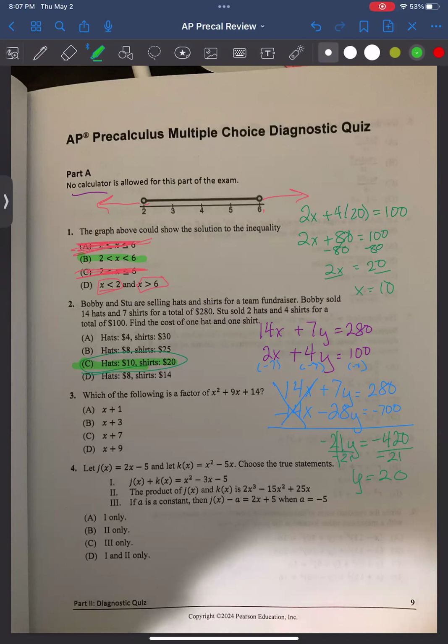We're good? Okay. Now the next one. Which of the following is a factor of x squared plus 9x plus 14? It's factoring. You can use the shortcut with this one. You can type your answer in the chat if you want, Frank, but make sure you're sending it only to me. Don't put it to everyone.